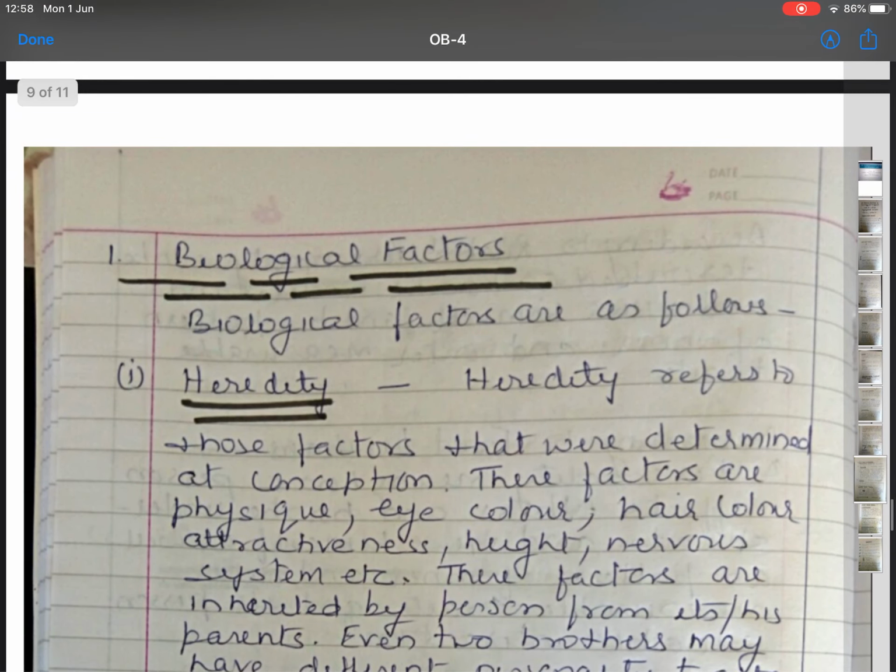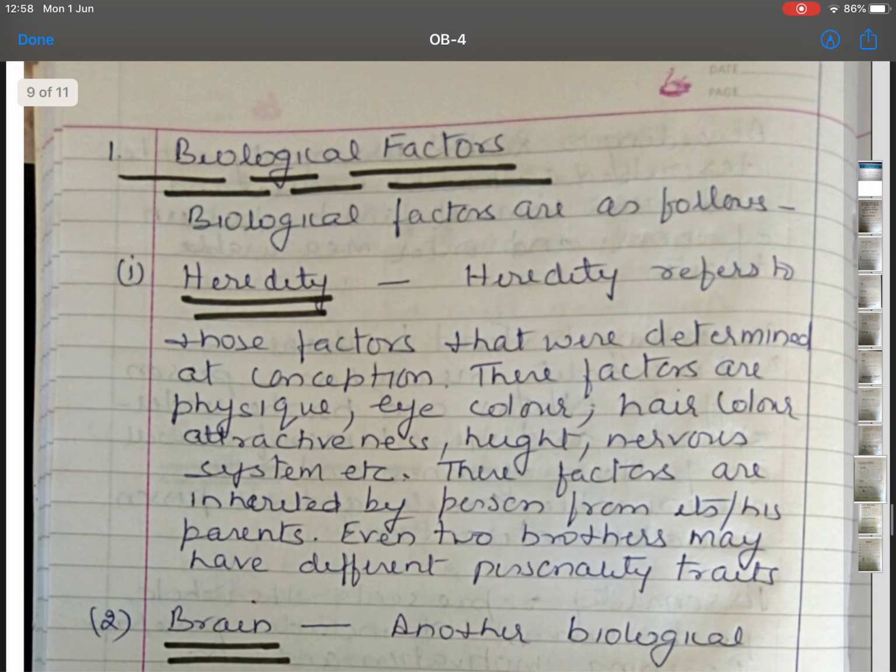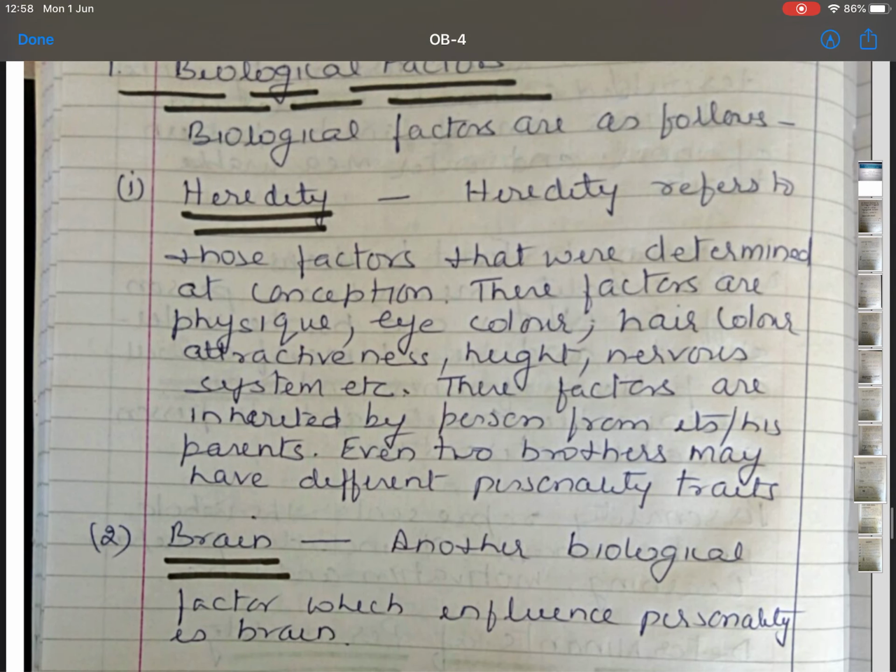Then I'm starting with the first, that is biological. The biological factors which determine personality are as follows. The first one is heredity. Heredity refers to those factors that were determined at conception. These factors are physique, eye color, hair color, attractiveness, height, nervous system, etc. These factors are inherited by a person from his parents. Even two brothers may have different personality traits.